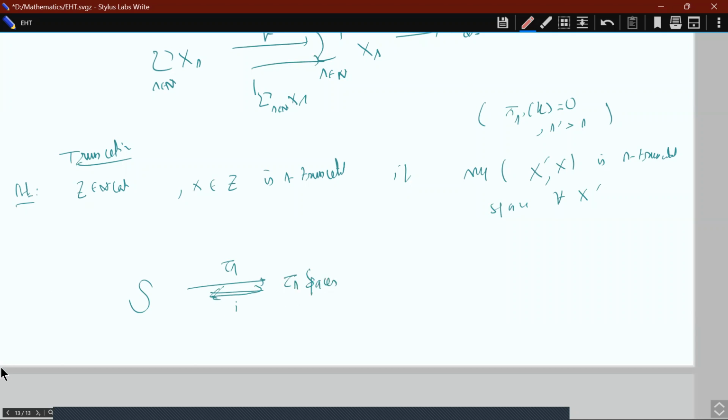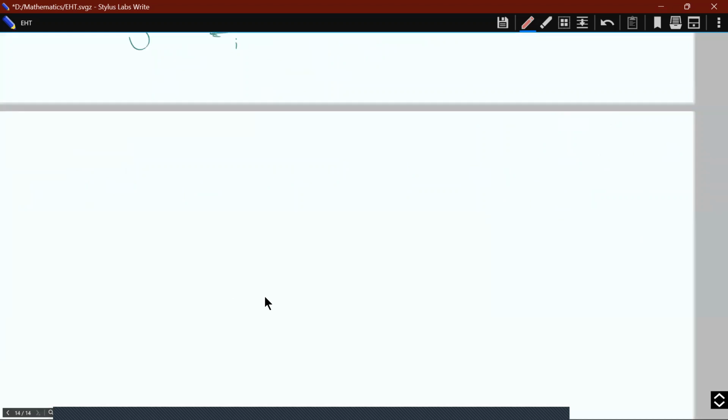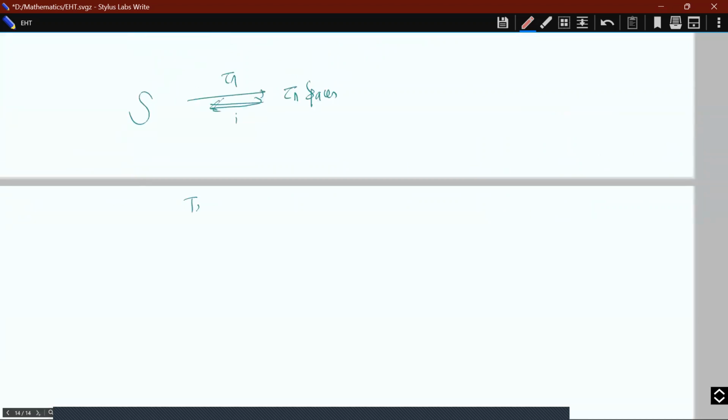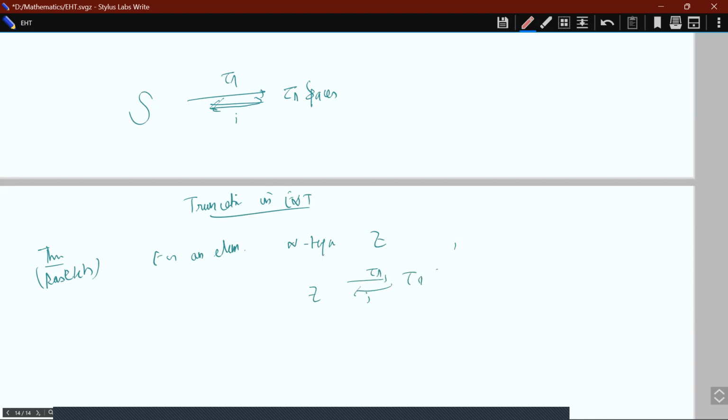So okay, now we are in a position to define truncations. Truncations in an elementary infinity topos. So this is also due to Rasekh. For an elementary infinity topos Z, we have an adjunction. Right.